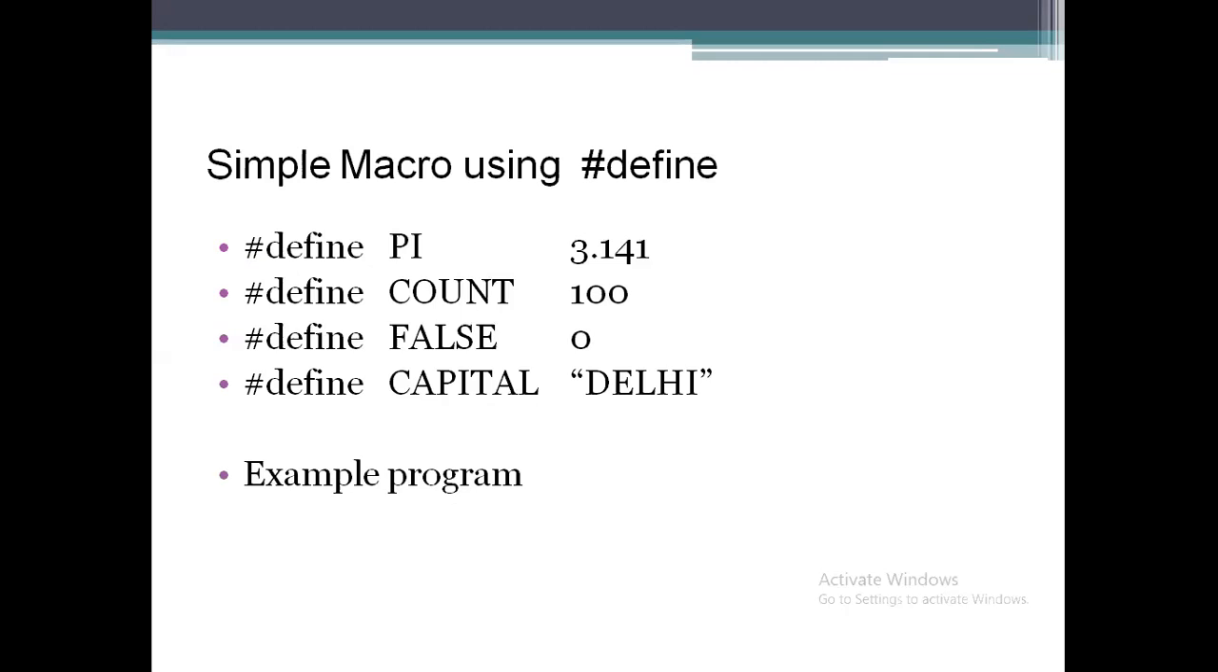One time we are assigning a floating value, next time an integer, next a string type. Entire information is assigned to each and every identifier. All these identifiers are also called macros. In the following part of the program, PI always represents 3.141, COUNT always represents 100. Like that, we can use this. It is very simple to use, so that's why this type of macro is called a simple macro.